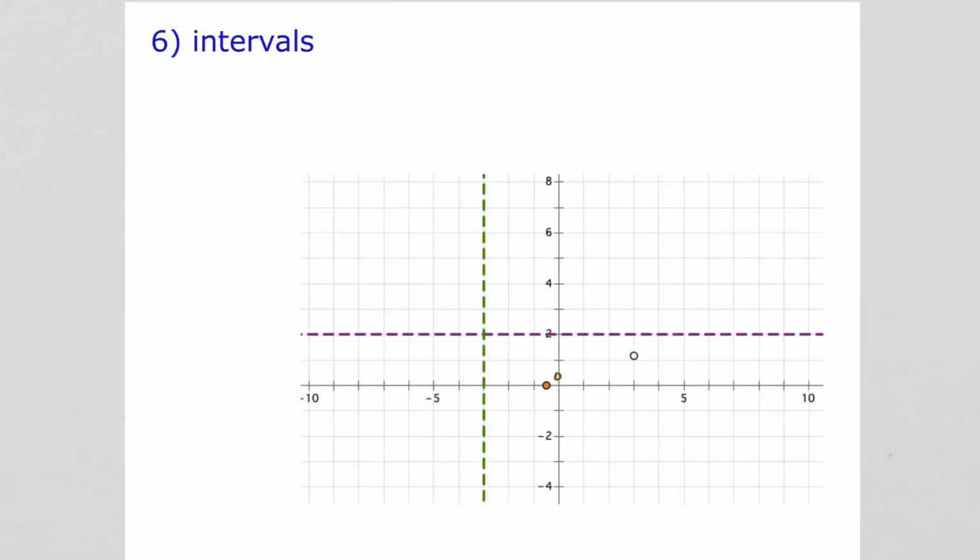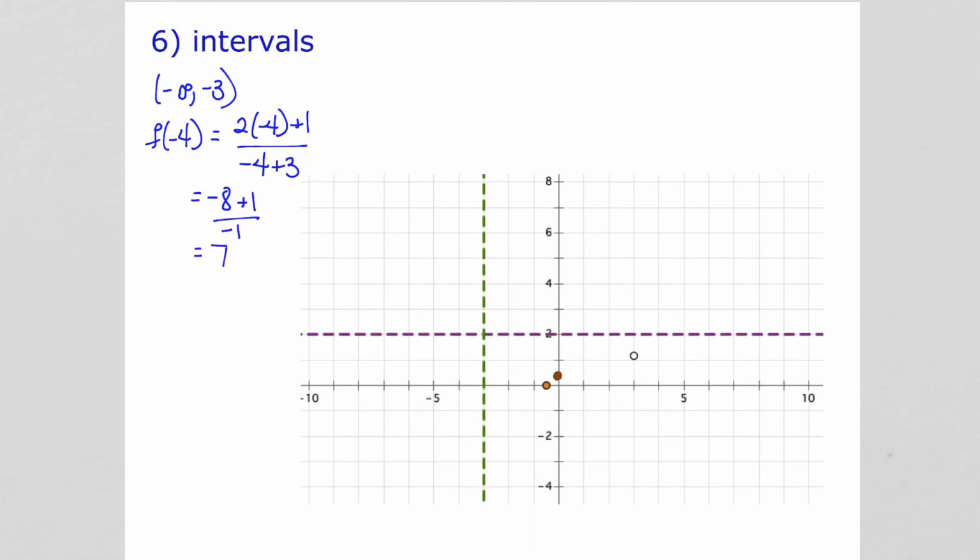Okay, so let's find our intervals. We need to be to the left of negative 3. So somewhere negative infinity to negative 3. So let's pick f of negative 4. And we'll plug in the first one, but not the rest. We can plug into that reduced form. So 2 times negative 4 plus 1 over negative 4 plus 3 is 7. So we have the point negative 4, 7.